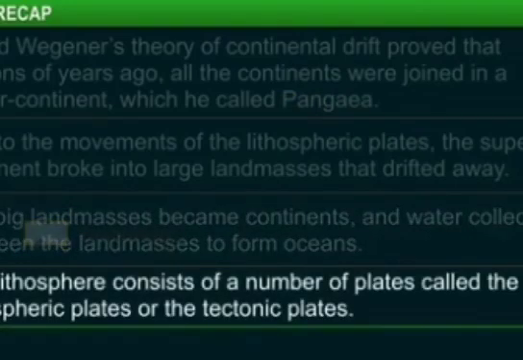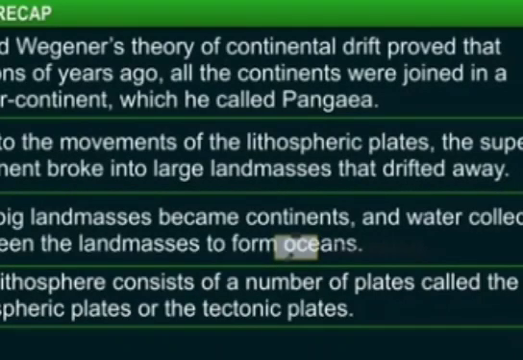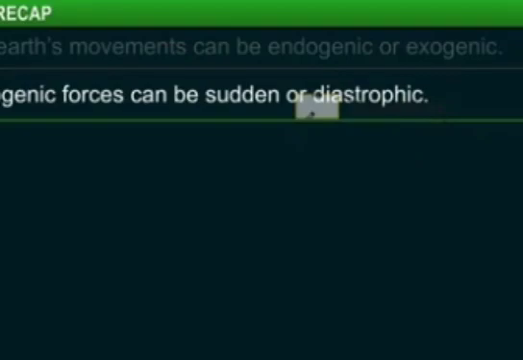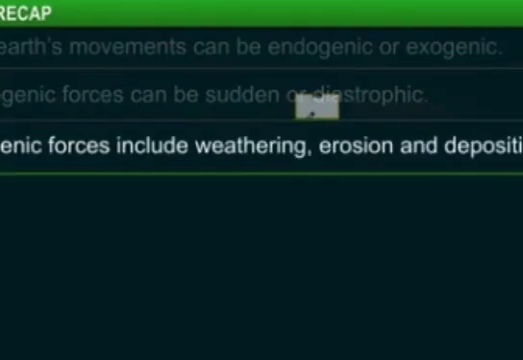The lithosphere consists of a number of plates called the lithospheric plates or the tectonic plates. The Earth's movements can be endogenic or exogenic. Endogenic movements may be sudden or diastrophic. Exogenic forces are external forces and include weathering, erosion, and deposition.